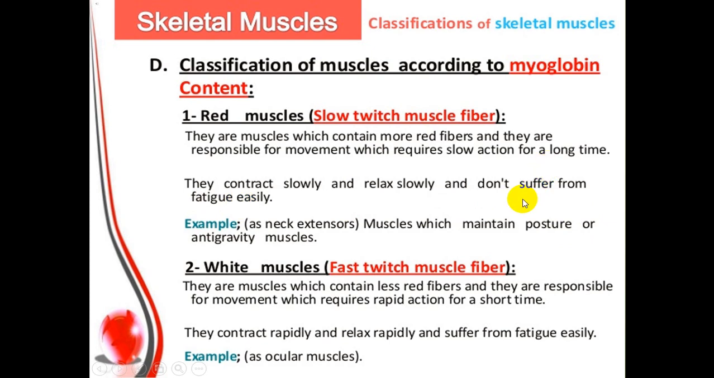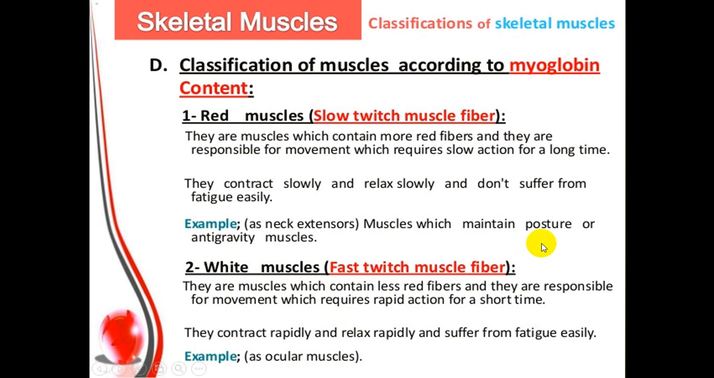A very good example recently studied in lower limb is the soleus muscle in the calf group, which has more concentration of these red fibers, and that muscle is responsible for the initiation of plantar flexion against gravity, and it is known as the first gear muscle.